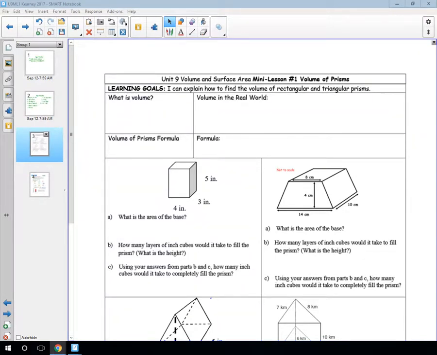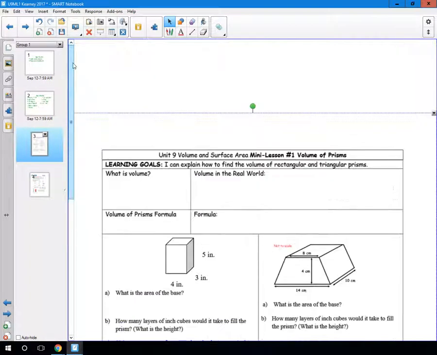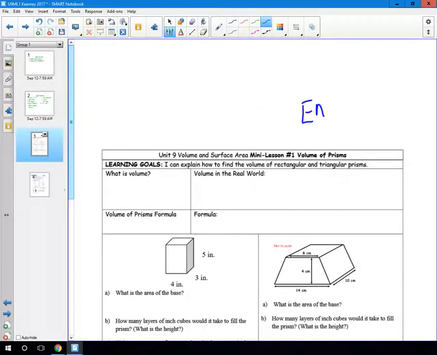Before we get started, take a moment and write entry number 1 at the top of your mini lesson and read today's learning goal. So this is entry number 1, and go ahead and read today's learning goal. Okay, so today's learning goal is you're going to be able to find the volume of prisms.